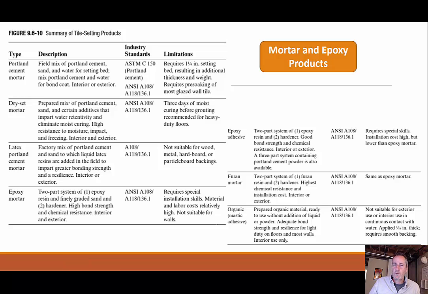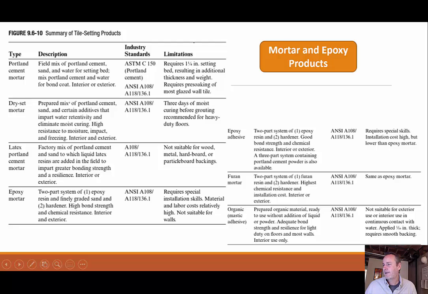When we talk about this mortar, the part that's sticking it down, like I said, there's really 2 different types. You could either have a mortar or more of an epoxy based. I think the mortar is much more common, but you have different types. Each type will have its own description, its own industry standards, and of course there could be limitations to it, right? So Portland cement versus a dry set, latex, Portland cement. Then you have your epoxies. Epoxies mean it's a 2-part system mixed together. Once they're mixed together, it starts to cure or harden. We can have an epoxy mortar, epoxy adhesive, Furan mortar, organic.